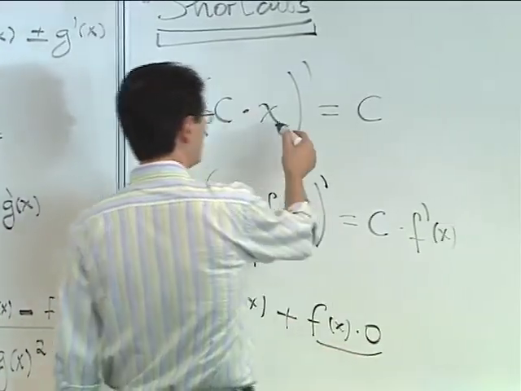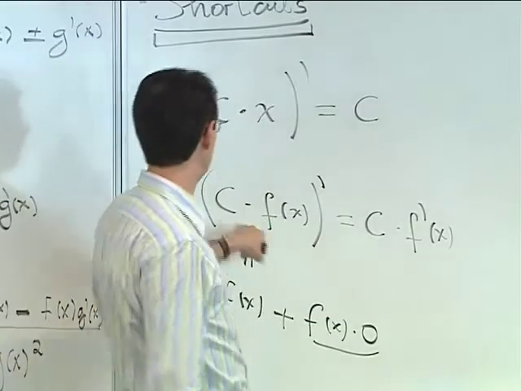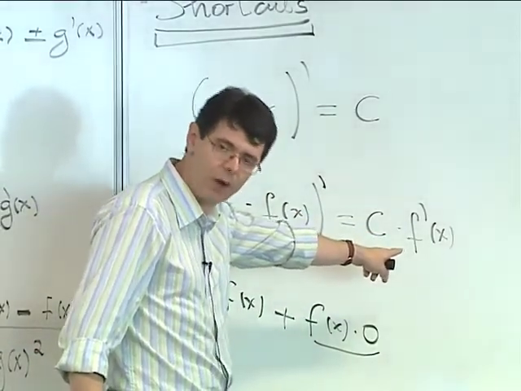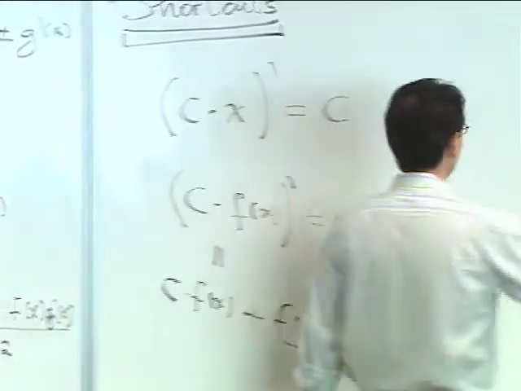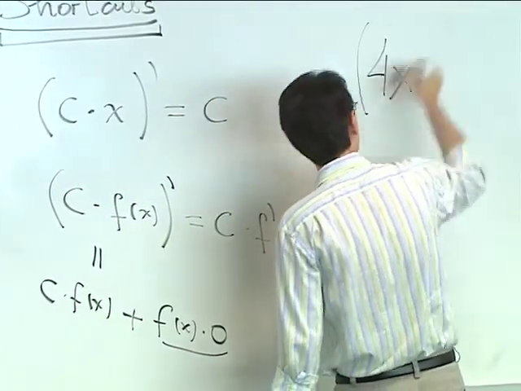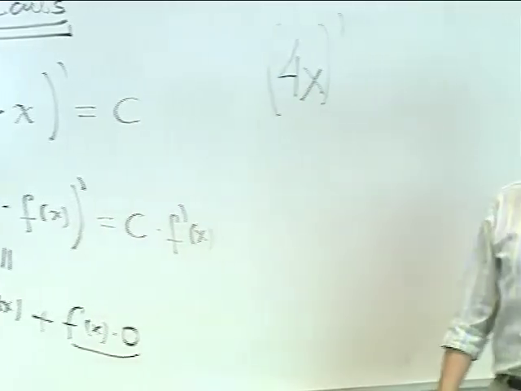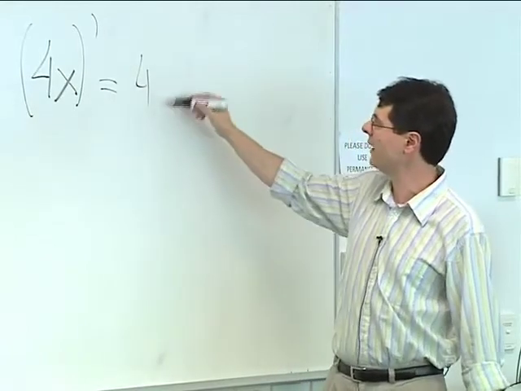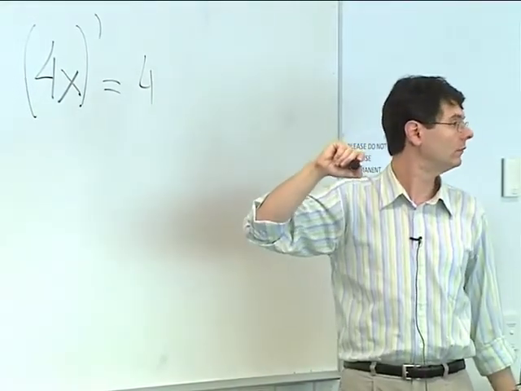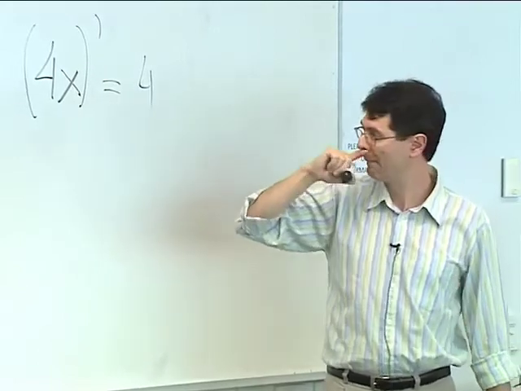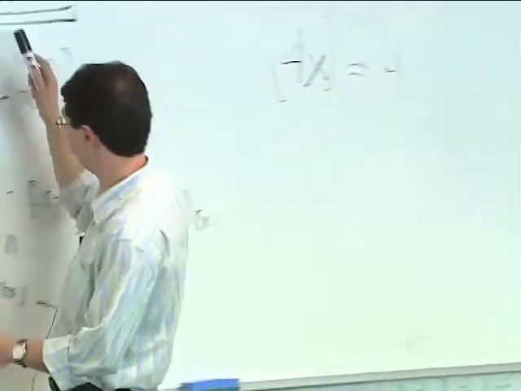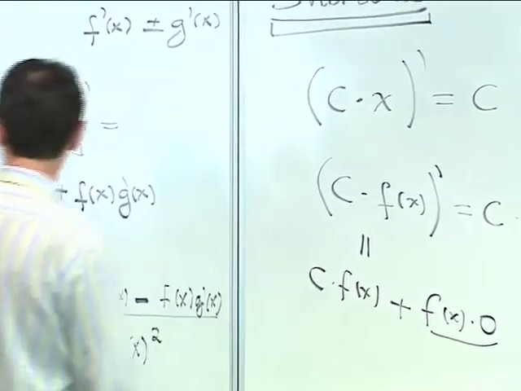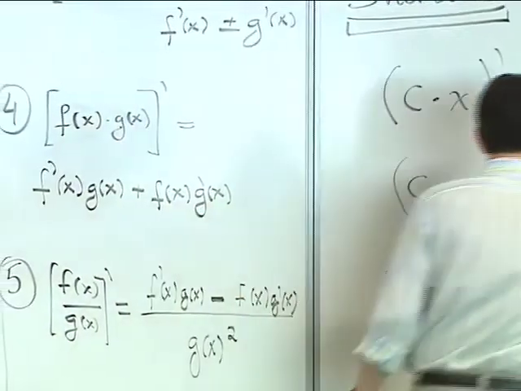If you just have a constant multiplying, forget about the constant. Put the constant in front and multiply and take the derivative of the rest. So before, when you did the derivative of 4x, this was just 4 times the derivative of x, so it's 4 times 1. It's just 4. That's an important shortcut, so write this down as an extra formula, formula 6.